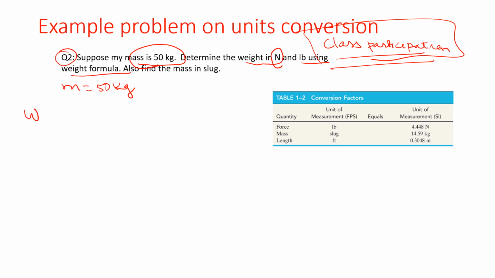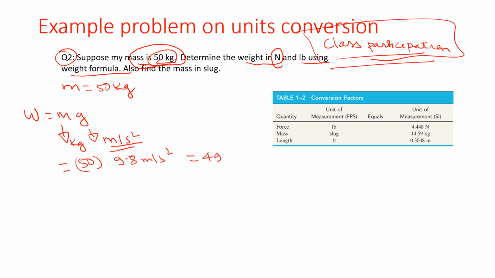We know the weight of any body is mass multiplied by acceleration due to gravity. Newton means SI unit, so for this, mass has to be in kg and acceleration due to gravity has to be in meter per second square. Mass is already given in kg here, so this is 50, and acceleration due to gravity is 9.8 meter per second square. If you multiply these two, you get 490 Newton. This is the answer in SI unit.